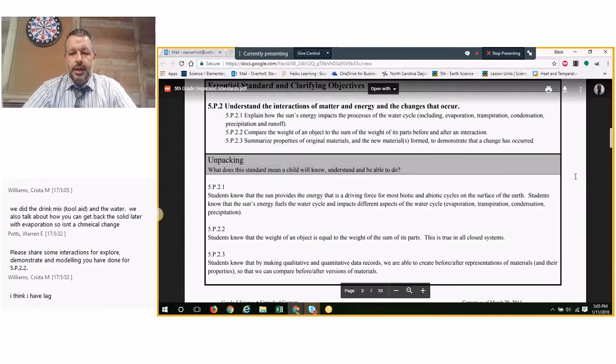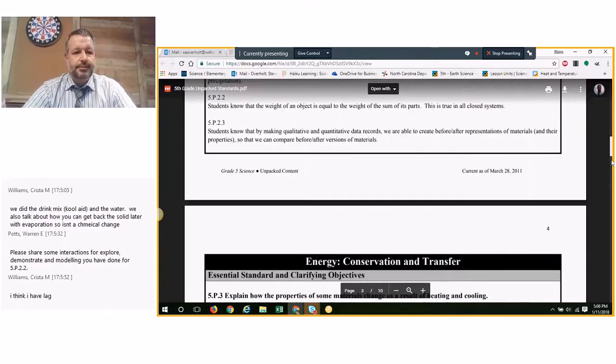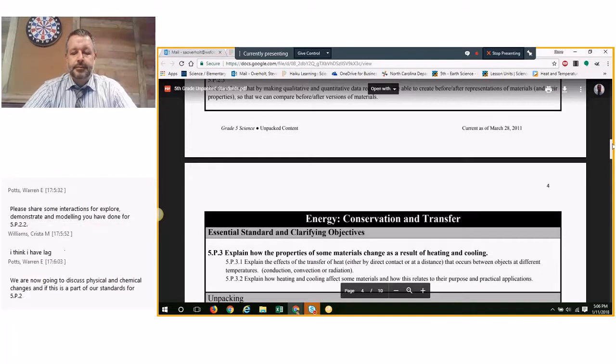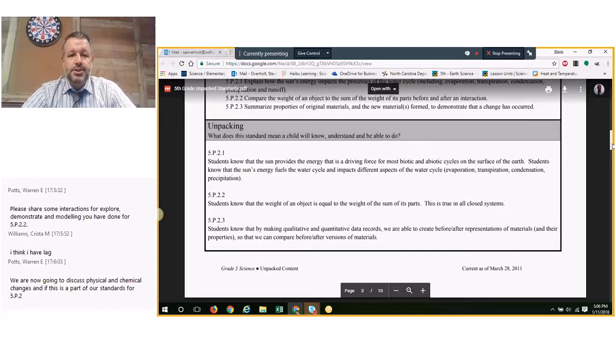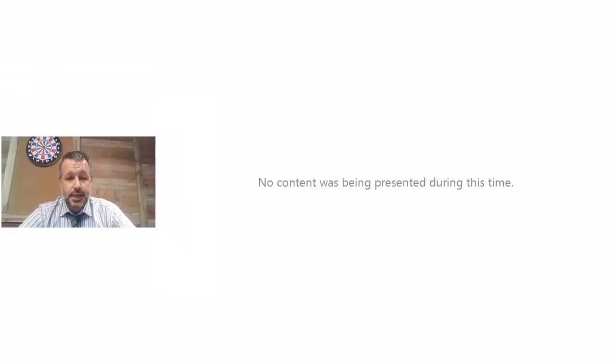All right, so in our third objective, it says: Summarize the properties of original materials and the new materials formed to demonstrate that a change has occurred. Doesn't give us any more ideas about what those changes are and how to explain them. Students know that by making qualitative and quantitative data records, we are able to create before and after representations of materials and their properties. So we can compare the before and after versions of the materials.